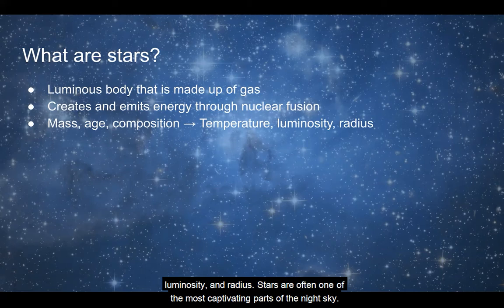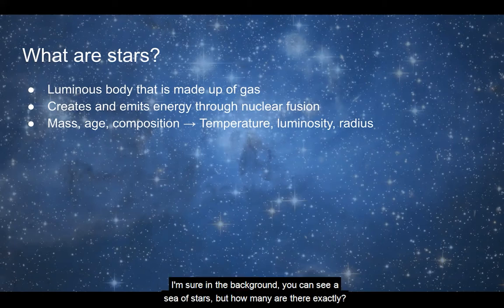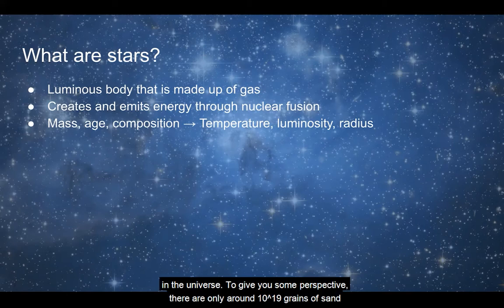Stars are often one of the most captivating parts of a night sky. I'm sure in the background, you can see a sea of stars, but how many are there exactly? It's estimated that there are 10^21 to 10^24 stars in the universe. To give you some perspective, there are only around 10^19 grains of sand in the world. A commonly known star that is located in the solar system would be our sun.